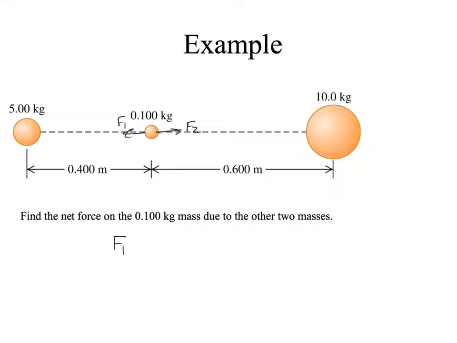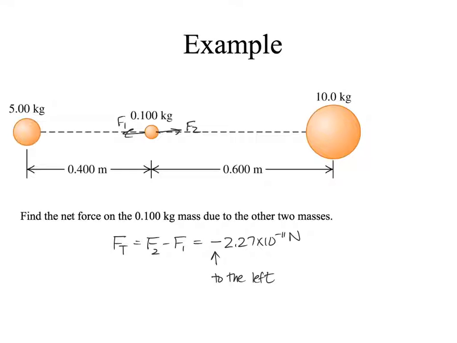The total force is going to be equal to F2 minus F1, which, when we add the two forces together that we calculated, is actually minus 2.27 times 10 to the minus 11 newtons. So the net force acting on this mass is to the left.